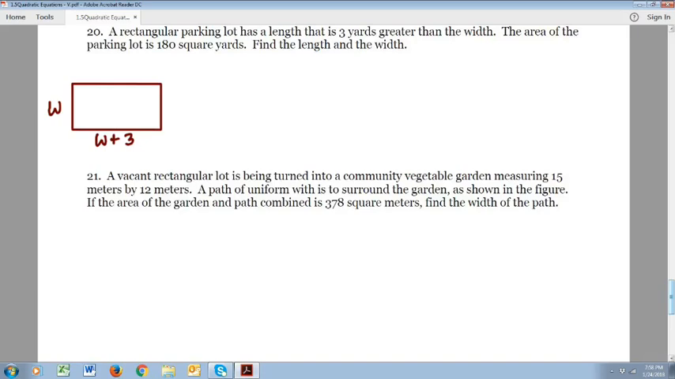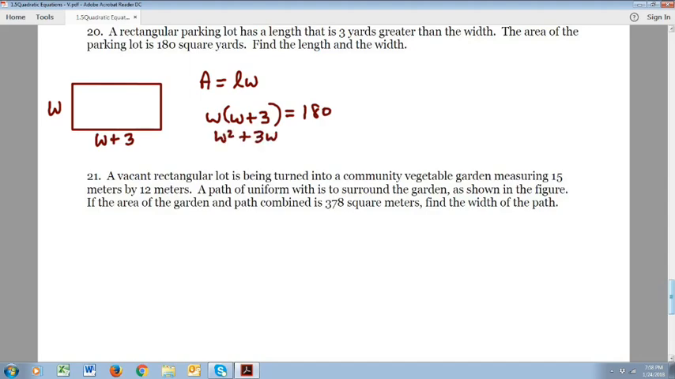since the length is 3 more than the width. Alright, we also have a formula for area, which is what we're dealing with here. It's area equals length times width when you're working with a rectangle. So our length times width, that's going to be W times W plus 3. Doesn't matter which order you write it in. It says that's equal to 180. And so we're supposed to find the length and the width. So let's go ahead and solve this.